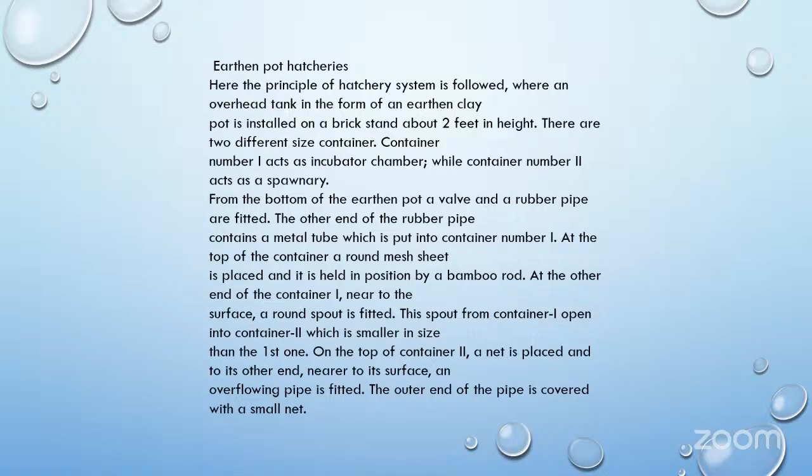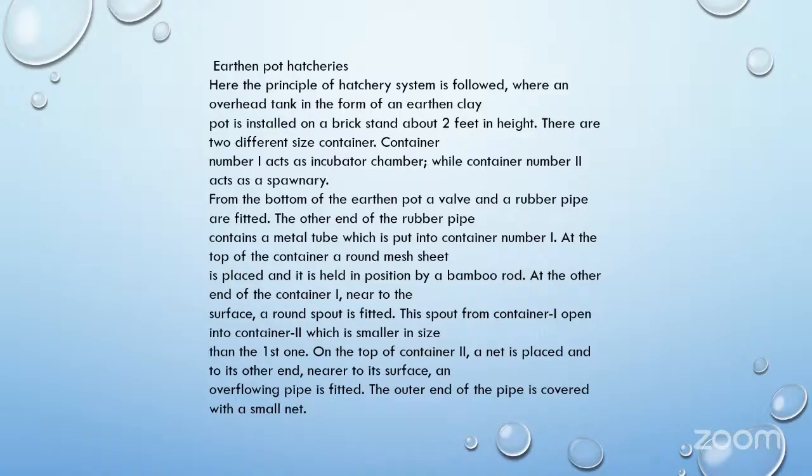Now, let us see earthen pot hatcheries. Here, the principle of the hatchery system is followed, where an overhead tank in the form of an earthen clay pot is installed on a brick stand about 2 feet in height. There are two different size containers. Container number 1 acts as an incubator chamber, while container number 2 acts as a spawnery.